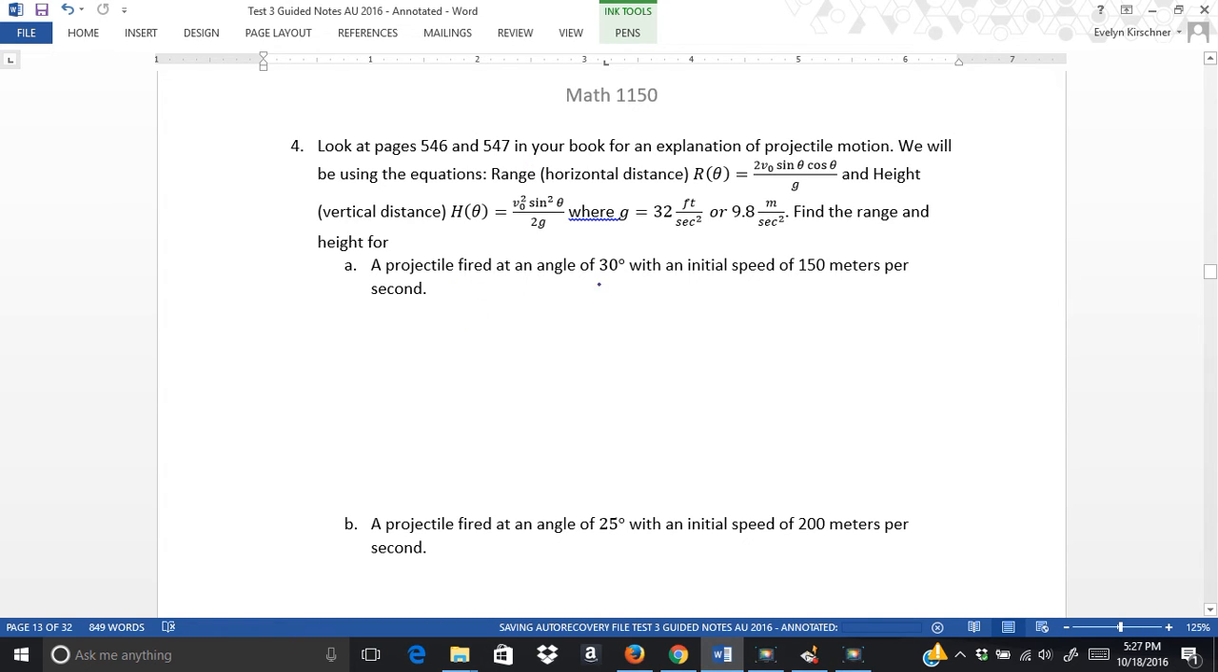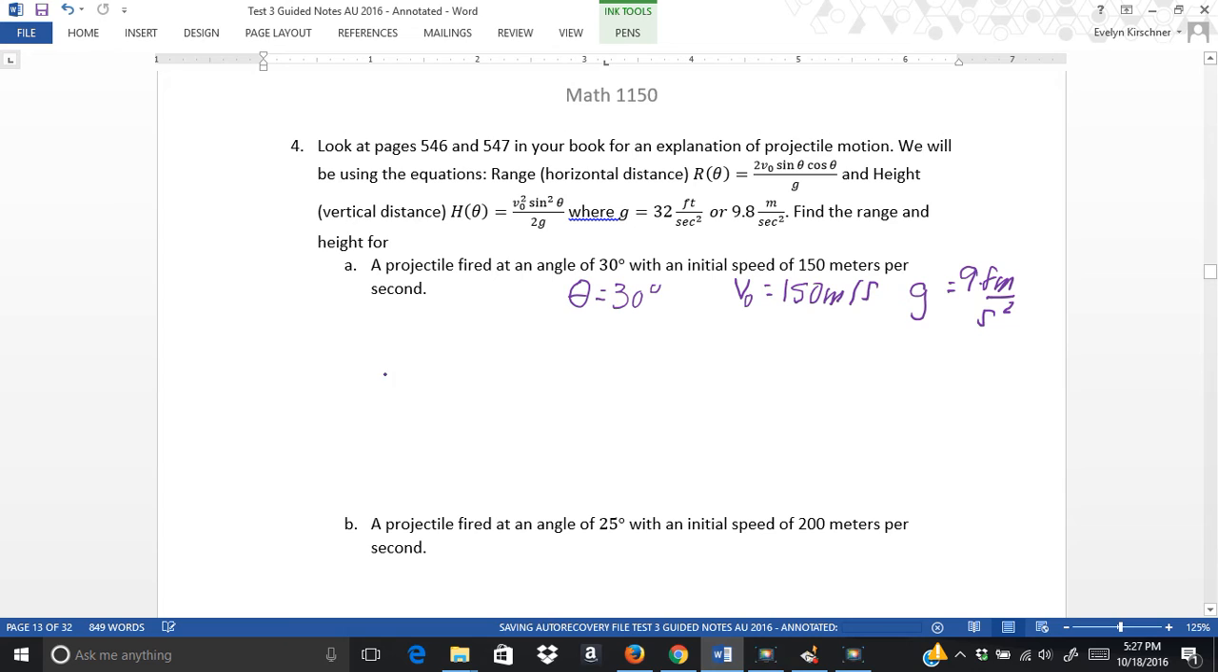So I have a projectile fired at an angle of 30 degrees. That's my theta, so theta is 30 degrees. His initial speed, that's my v naught, is 150 meters per second. And since I'm using meters, that means my g is going to be 9.8 meters per second squared.